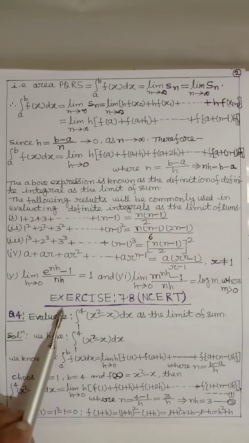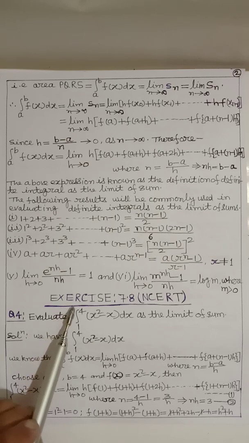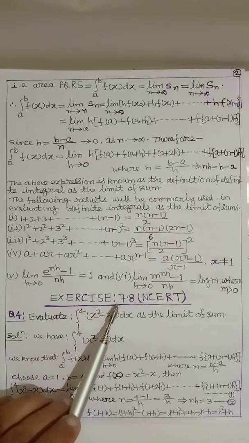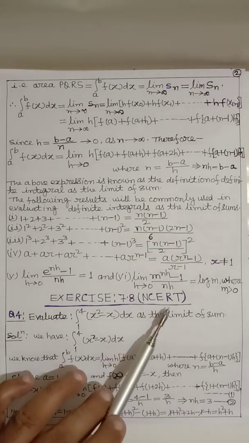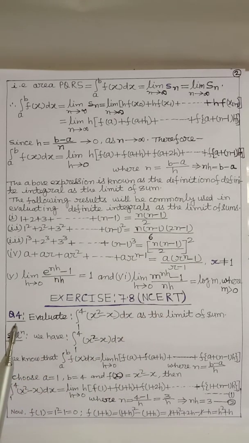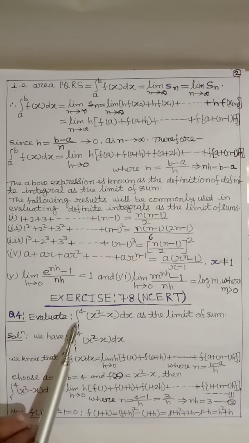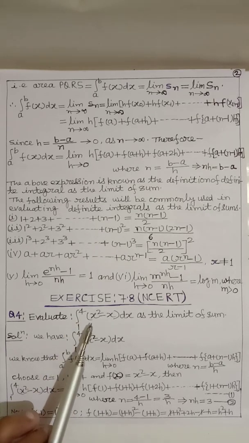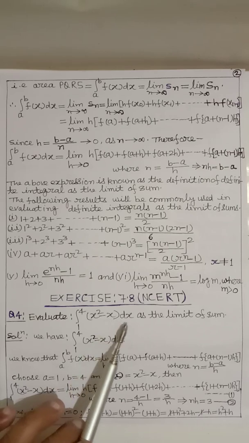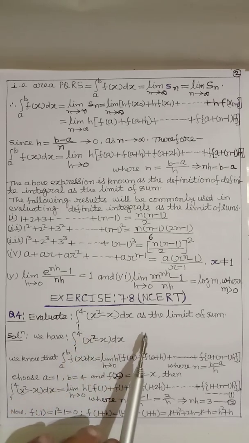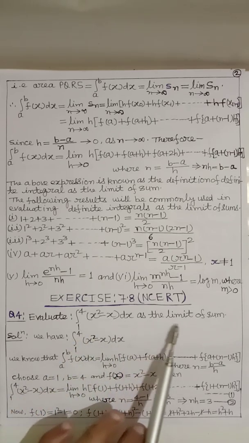Now we will discuss the solution of exercise 7.8 from NCERT. Question number 4. Evaluate integration of 1 to 4 of x square minus x dx as the limit of sum.